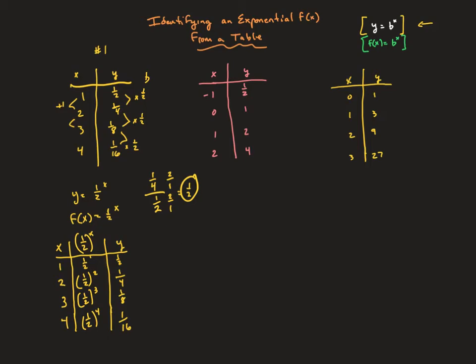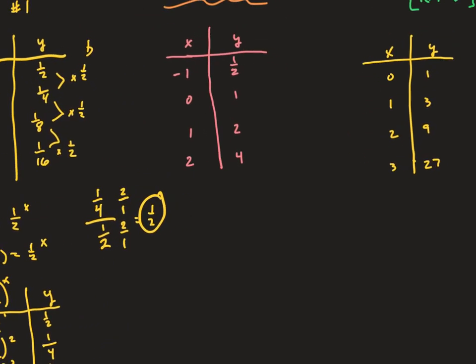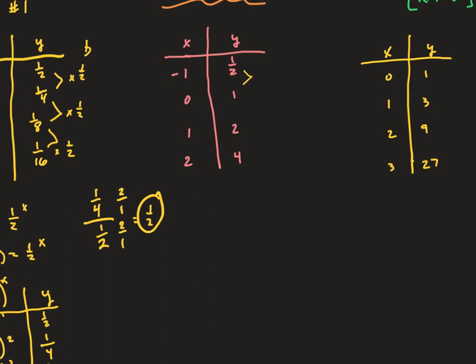So let's see here. If we look at this next example, what is changing as we went from here to here? As we went from here to here? Well, 1/2 times 2 is going to be 1. 1 times 2 is going to be 2. 2 times 2 is going to be 4. So looking at that, it looks like the b value is equal to 2. So I have f of x is going to be equal to 2 to the x power.